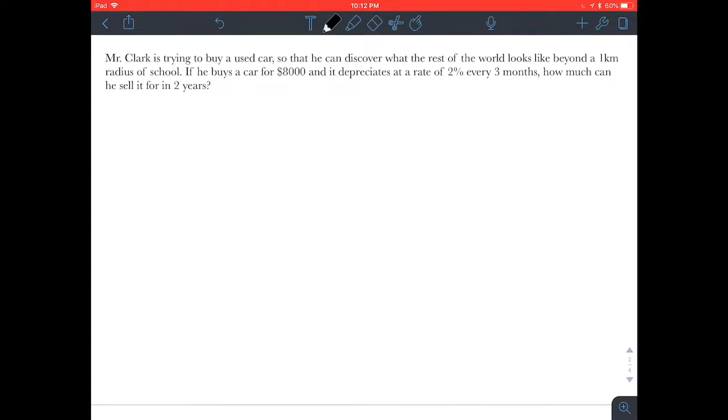Okay, so now we're going to be talking about depreciation. So this is going to be exponential decay. This is very similar to exponential growth, except we're going to have a base that, rather than being greater than 1, is between 0 and 1. So our function is going to have the same basic setup. F of x equals our initial amount, $8,000. And this time we're going to have 1 minus r to the power of x.